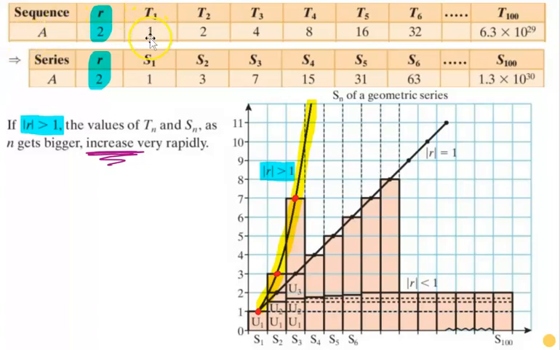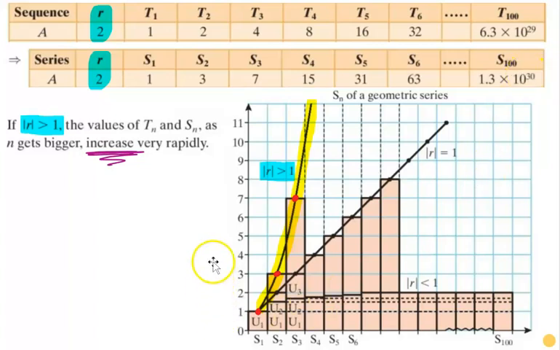Sequence A, again, is 1, 2, 4, 8, 16, 32. And the series is 1, 3, 7, 15, 31, and 63. If we were to draw this out on a graph, this is what it would look like. This is the yellow line. If r is greater than 1, in this case r is 2, but it doesn't matter what r is so long as it's greater than 1, the values of Tn and Sn, as n gets bigger, increase very rapidly. For Tn, the numbers are getting bigger very quickly, and likewise for Sn, and they become very big numbers.